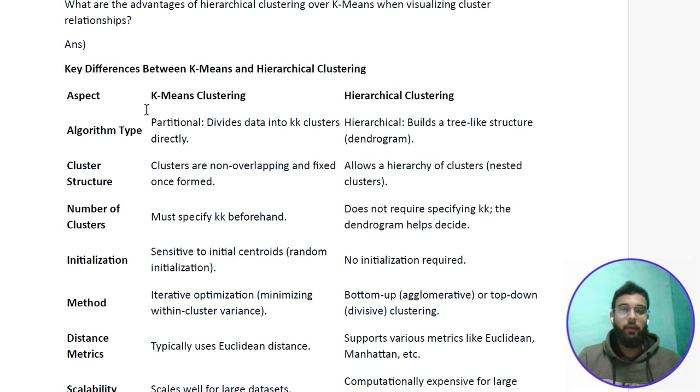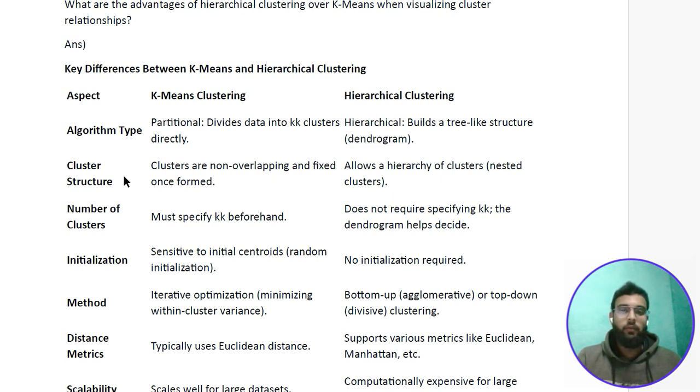Firstly, we have the aspect of k-means clustering and hierarchical clustering. We will differentiate between them. The algorithm type of k-means clustering is partitional, which divides data into k clusters directly, and hierarchical clustering builds a tree-like structure, which is a dendrogram.